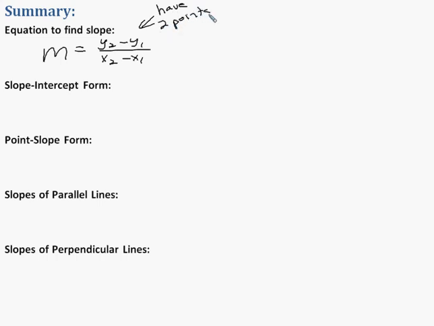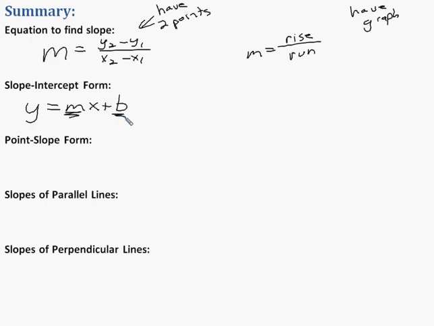If we have the graph, we're just going to use rise over run and we're going to count it off, which these two really mean the same thing. But thinking of it as rise over run is easier when you have a graph. If you have 2 points, you can use this formula to the left. Slope-intercept form. That's y equals mx plus b, where m is your slope, b is your y-intercept.